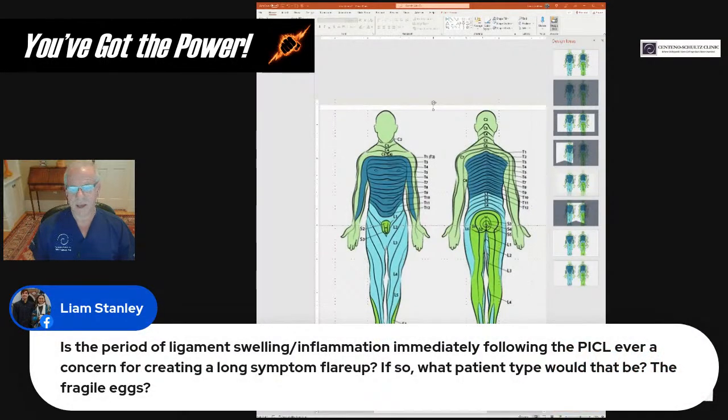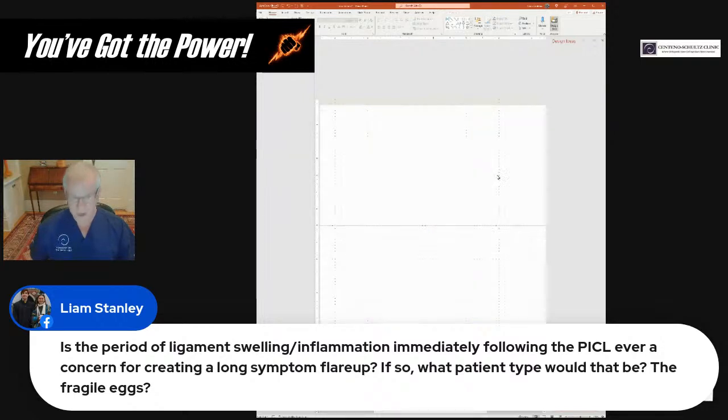Liam: Is the period of ligament swelling and inflammation immediately following the PICL ever a concern for creating long-term symptom flare-up? If so, what patient type would that be? The fragile eggs. Yeah, Liam, for all of that stuff, we're talking about a bell curve. So let's look at the bell curve here, just so that everyone understands what I mean when I say bell curve.